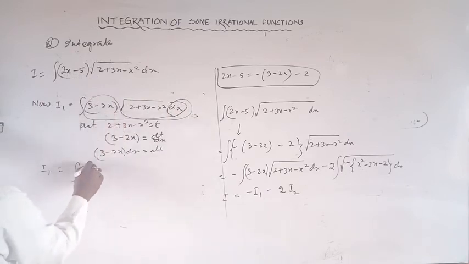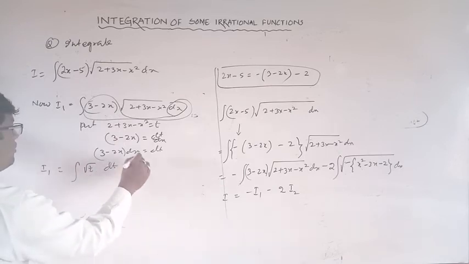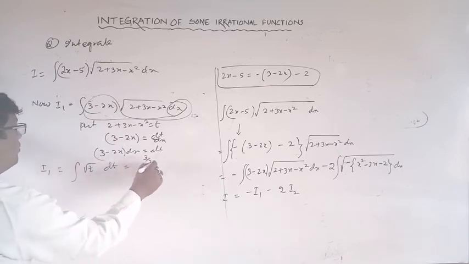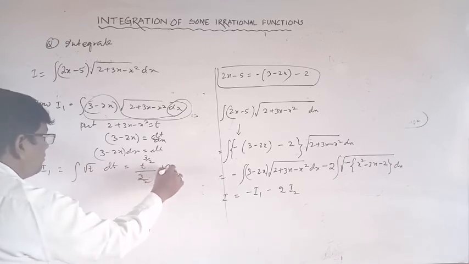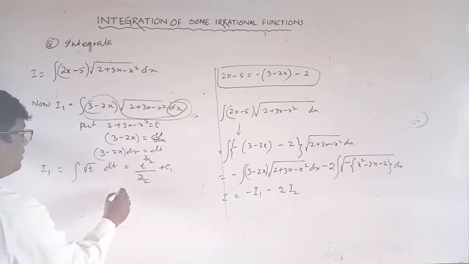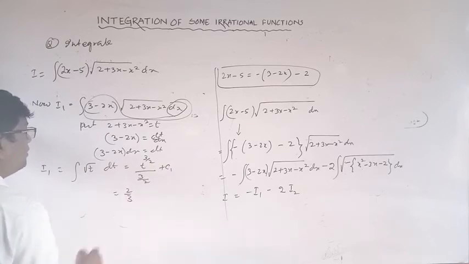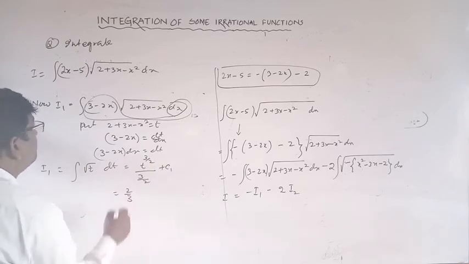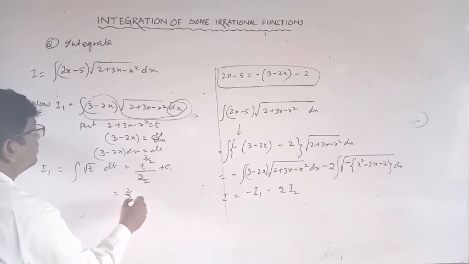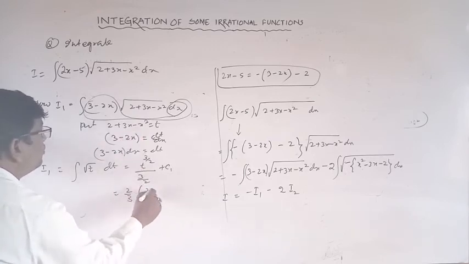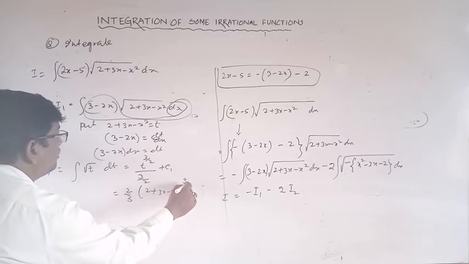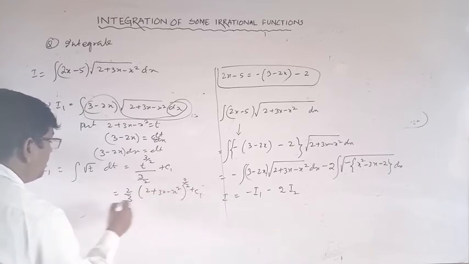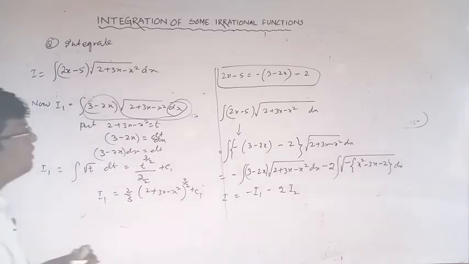This is root t into dt. So root t means what? t to the power 1 by 2 plus 1, that is 3 by 2, divided by 3 by 2, plus c1 suppose. So I1 is 2 by 3. What is t here? This is (2 plus 3x minus x square) to the power 3 by 2 plus c1. This is I1. Now I2 is equal to what?